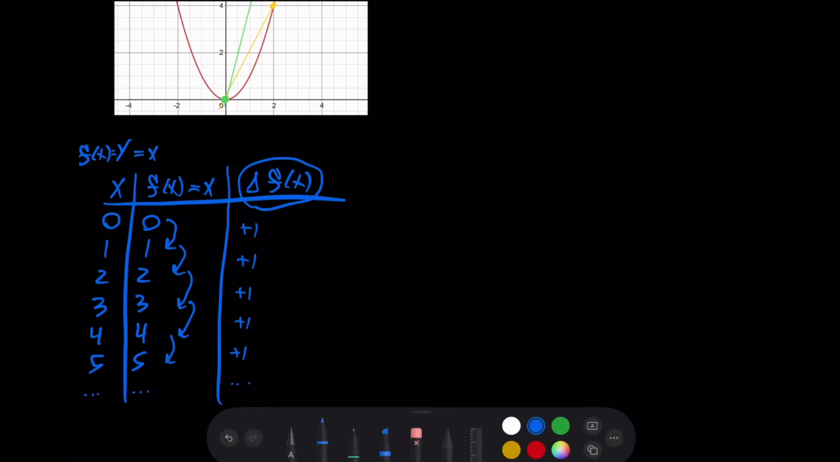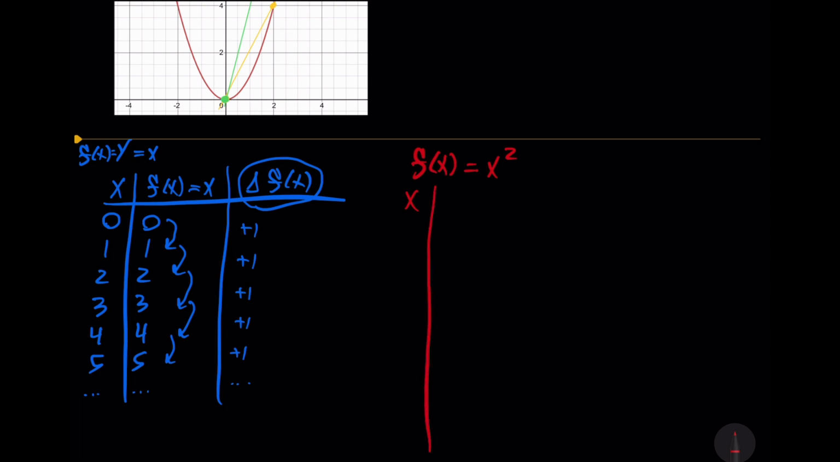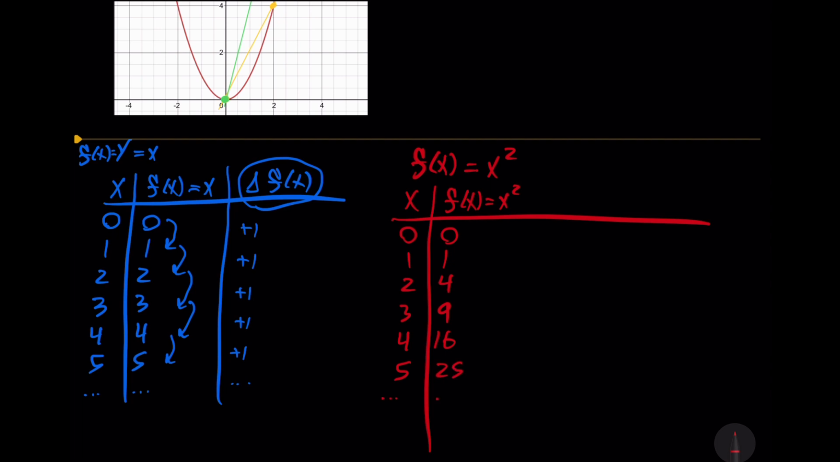In contrast, let's now consider that parabola f of x equals x squared. So we have our input x, we have our output f of x equals x squared. So input 0, output 0. Input 1, 1 squared is 1. Input of 2, 2 squared is 4. Input of 3, 3 squared is 9. Input of 4, 4 squared is 16. Input of 5, 5 squared is 25. And so on and so forth.